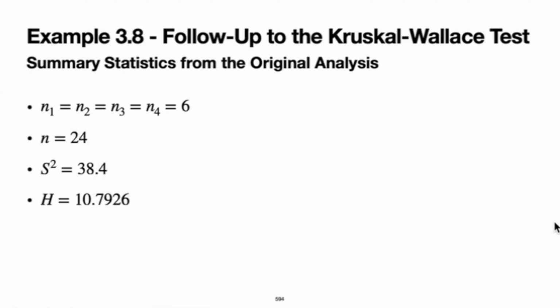And so some summary statistics from the original analysis that we'll need. In this case, the sample sizes are all the same. We had 6 automobiles using each of the tire brands, so the total sample size is 24. From the original Kruskal-Wallis test, the value for S squared was 38.4, and the value for H was 10.7926.